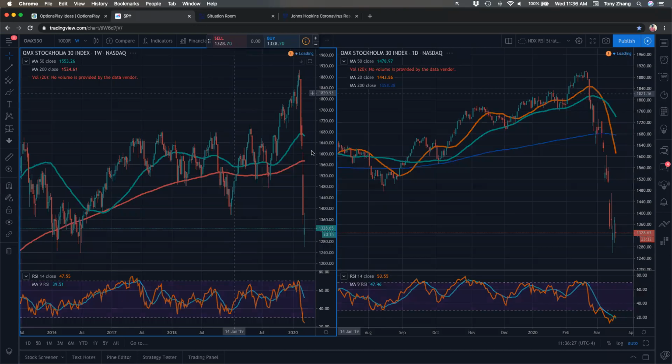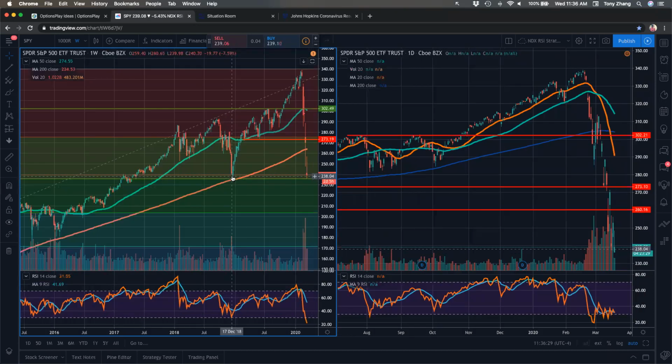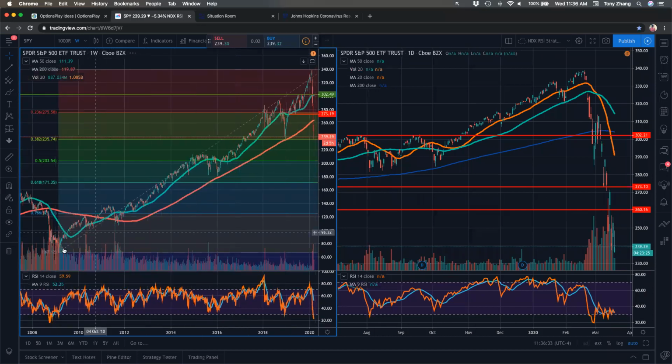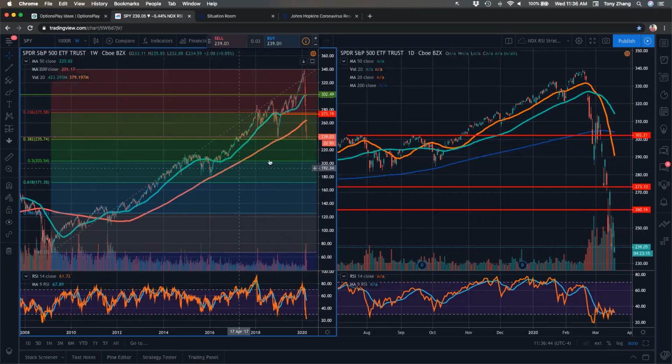If we're looking at the US markets, what I have here on the left is a weekly chart of the US markets, showing the rally from the 2008 lows all the way to the recent highs we had in March. And if you look at this long-term chart, we see that the markets have retraced roughly a third of that move, about 35% of that move.